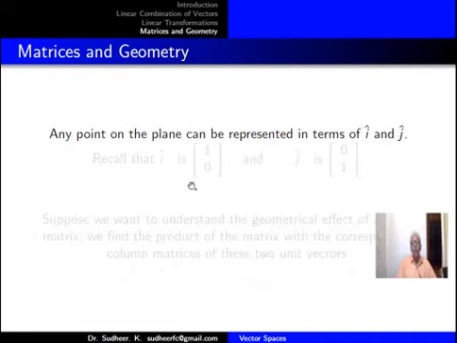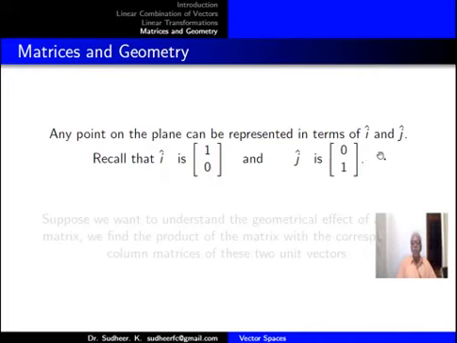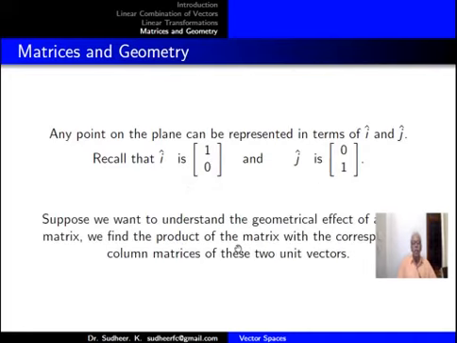Any point on the plane can be expressed or represented using i and j. Recall that i is the column matrix (1, 0) and j is the column matrix (0, 1). Suppose we want to understand the geometrical effect of a 2 by 2 matrix, we find the product of the matrix with the corresponding column matrices of the two unit vectors.